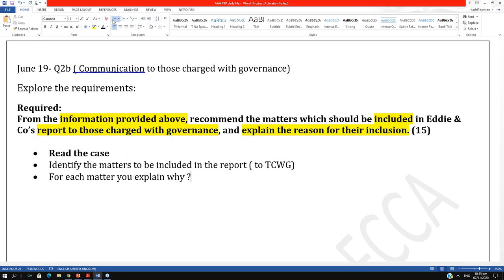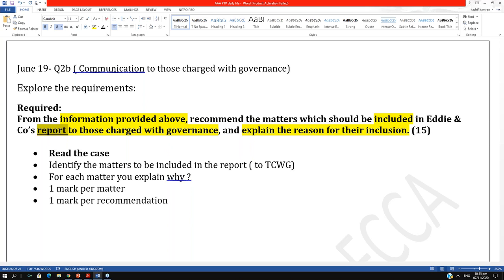Why will you include that in a report? And 1 mark per matter. Even 1 mark per recommendation. Because when you're writing a report to those charged with governance, you also give recommendations in that report. So the report to those charged with governance not only contains the problem, but also contains the solution.